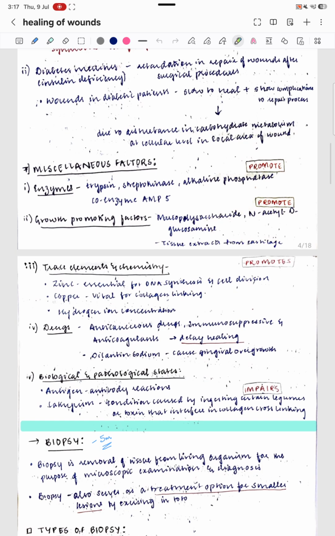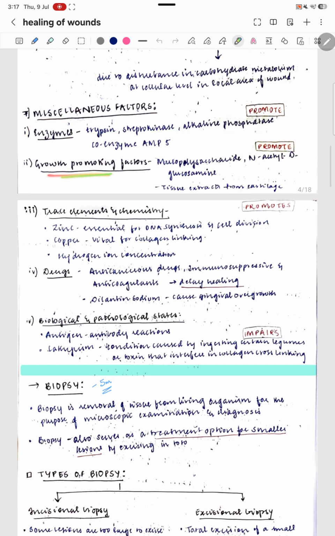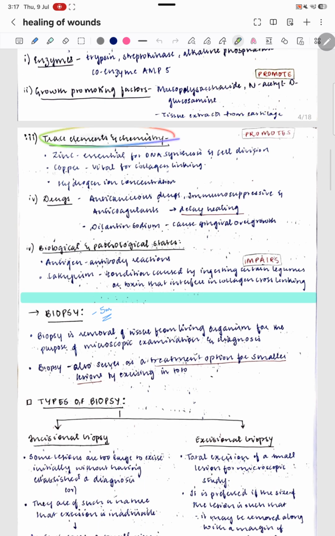Next is your miscellaneous factors such as your enzymes: trypsin, streptokinase, alkaline phosphatase. Then growth promoting factors such as mucopolysaccharide, glycosaminoglycans, tissue extracts from cartilage. Then trace elements, in that you have your zinc, copper, hydrogen. Zinc basically is essential for DNA synthesis, copper is essential for collagen cross-linking, hydrogen is essential for ion concentration.